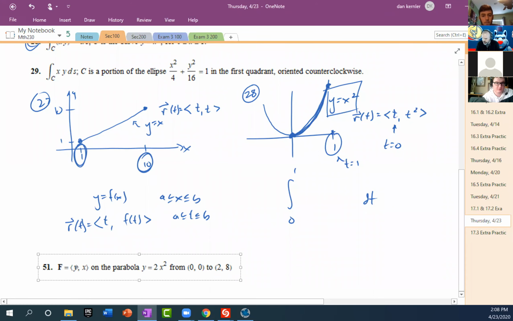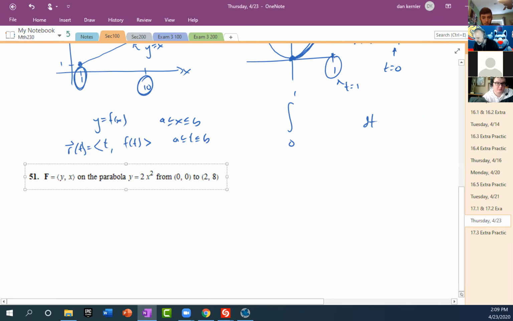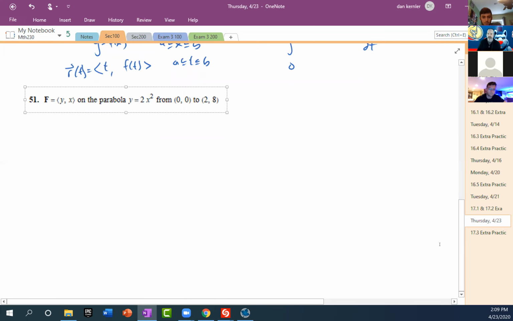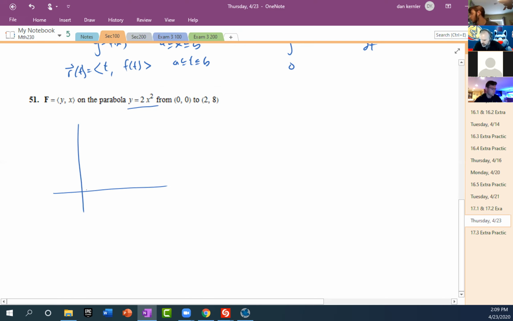So there's our force field. It's just fun to say that, force field. But it's a vector field where each of the vectors represents a force. And we're moving on the parabola y equals 2x squared from (0, 0) to (2, 8).